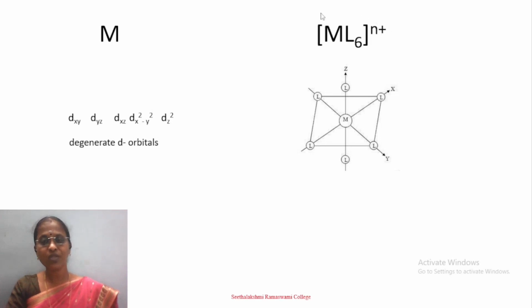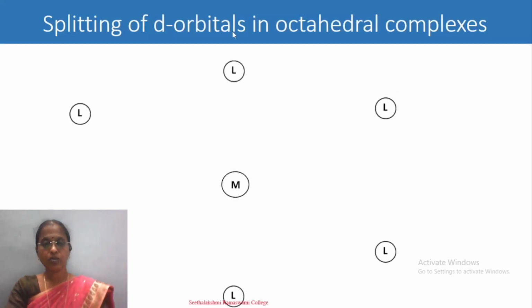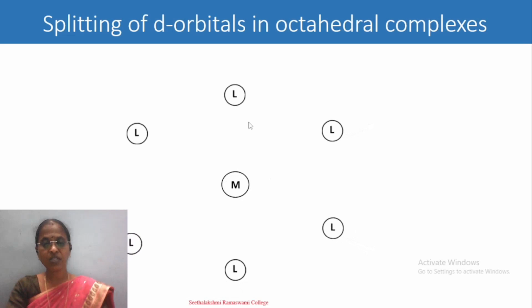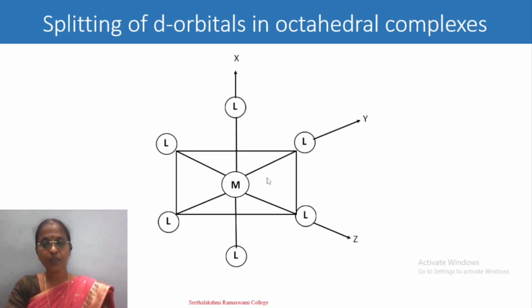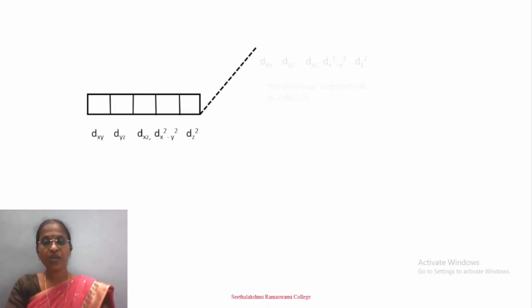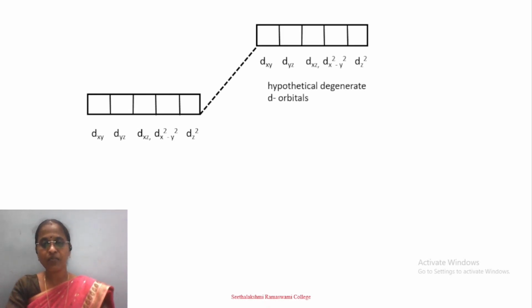Consider an octahedral complex of the type ML6 n plus. The central metal cation is surrounded by six ligands in an octahedral arrangement. The ligands on each of the three axes approach the central metal cation. The electrons in the d orbitals of the metal cation are repelled by the negative point charges or the negative ends of the dipoles of the ligands. Because of this repulsion, the energy of the d orbitals is increased. The energy of the d orbitals is raised by the same amount. That is, all five d orbitals are still the same in energy.